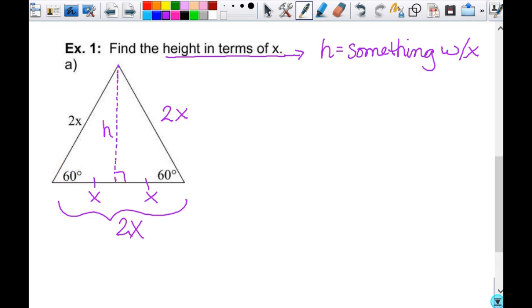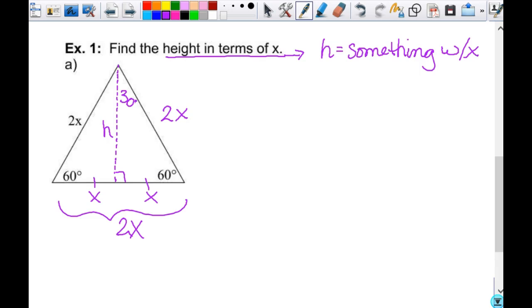So since they're all congruent, the big angle up here is 60. What's this angle here? 30. Okay. So drawing in that height gives us a 30, 60, 90 triangle, two of them that are congruent. Everybody with me so far?